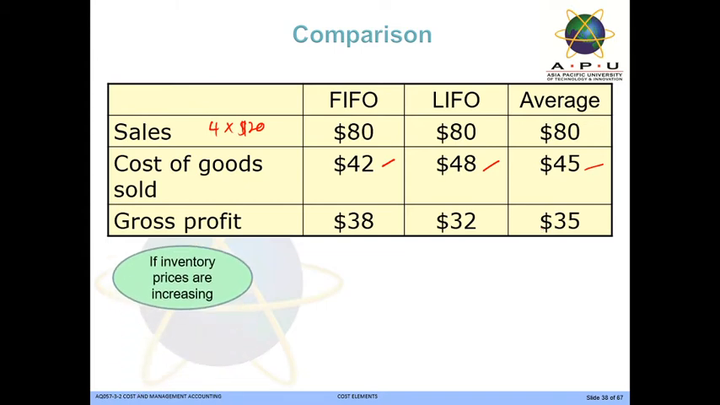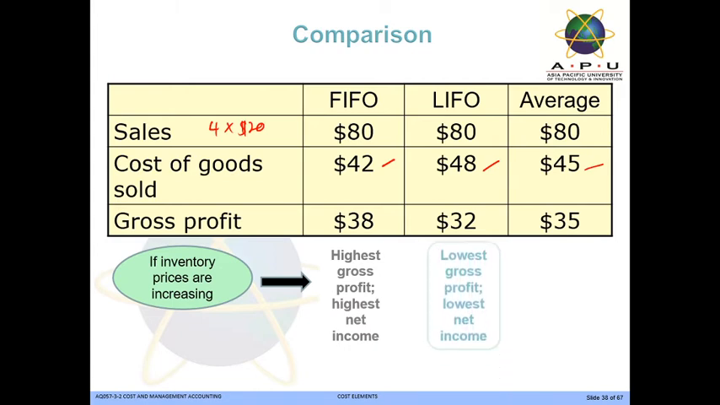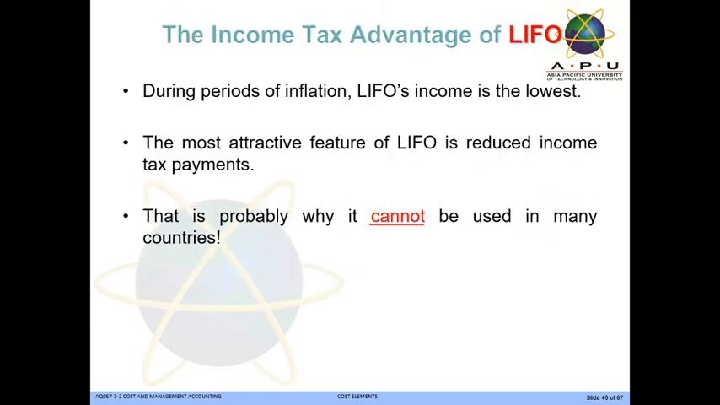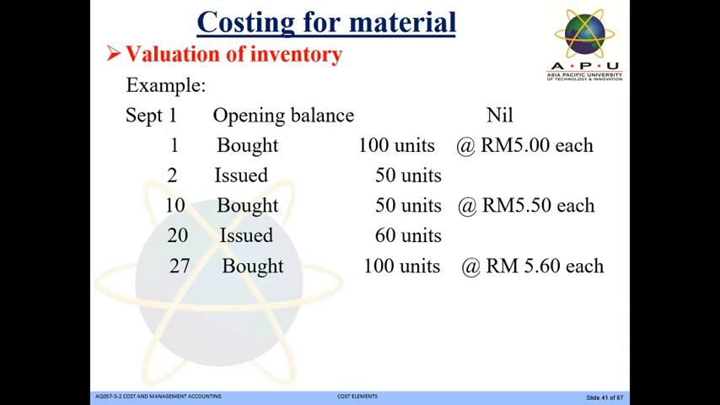So if inventory prices are increasing, FIFO gives the highest gross profit and highest net income. For LIFO we get the lowest gross profit and the lowest net income. So what is the advantage? If FIFO, we get high income, we can attract the investor. But if we use LIFO, we get lower income, but we pay less tax. And average cost is the middle ground. During a period of inflation, LIFO income is the lowest. The most attractive feature of LIFO is reduced income tax payment. That is probably why it cannot be used in many countries.